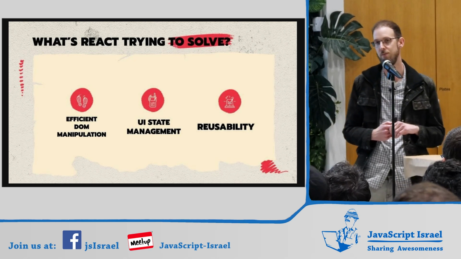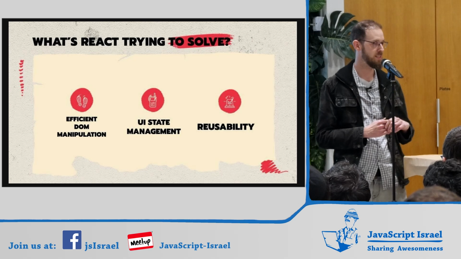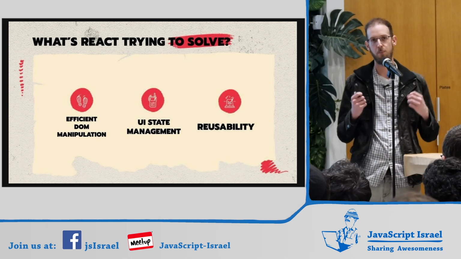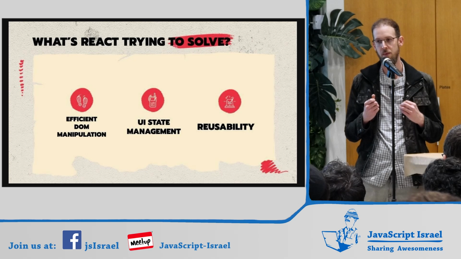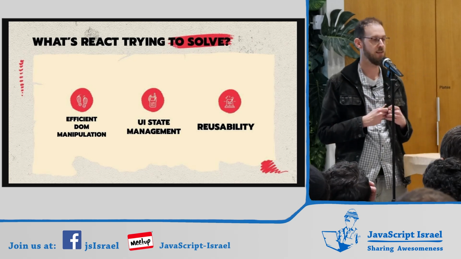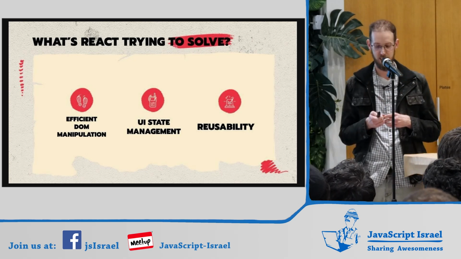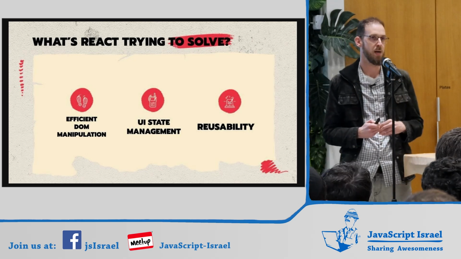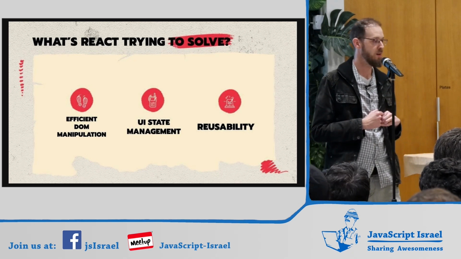DOM as in document object model, which is how a browser figures out what exactly needs to be done in the page and how to present this to the user. The way it does this is by employing something called a virtual DOM.